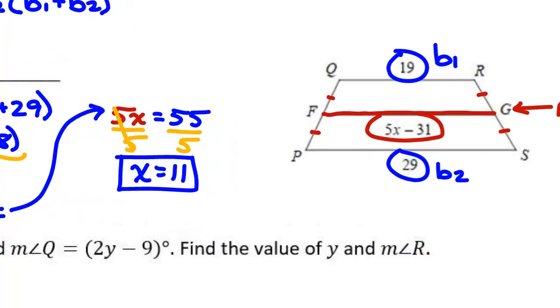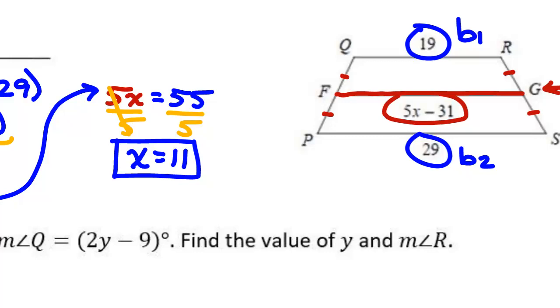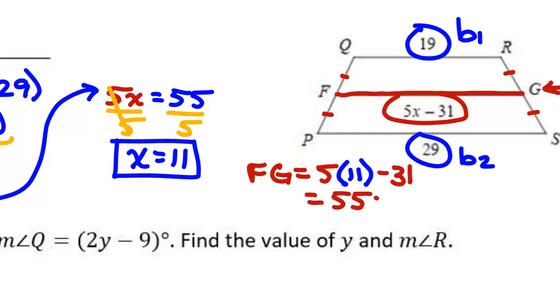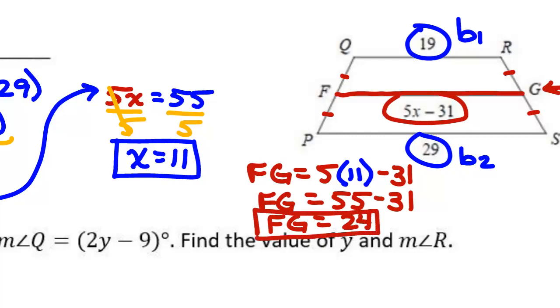So now we're going to find segment FG. Segment FG is 5x minus 31, and we just found out that x is 11, so 5 times 11 minus 31. So I have 55 minus 31. What is 55 minus 31? 24. So FG is 24.